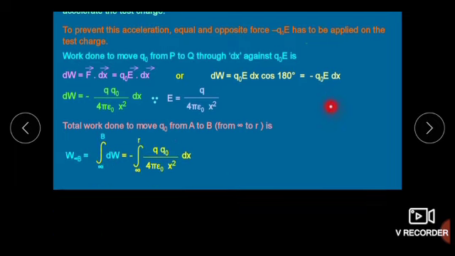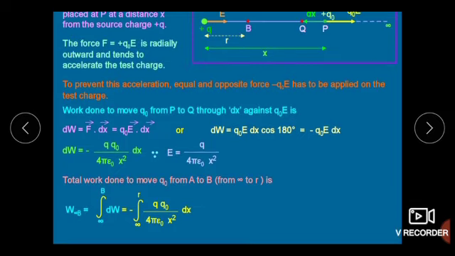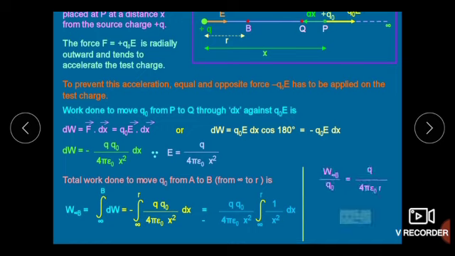After the integration, the final expression for electrostatic potential at a point P at a distance r from the point source is V equals Q by 4 pi epsilon naught r.